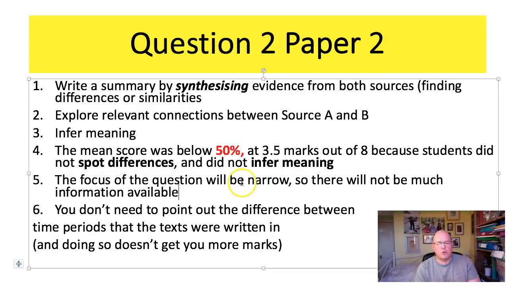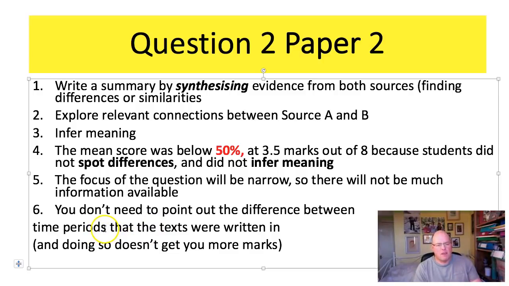The focus on the question will be narrow, as I explained. They don't want you to go all over the text. They want you just to get little bits of information to test how well you understand the reading. Another reason why you should do this after question 3, because you'll know source A much better then. You don't need to point out the time differences.